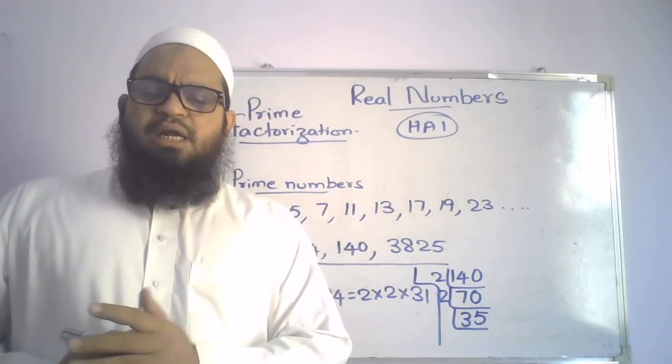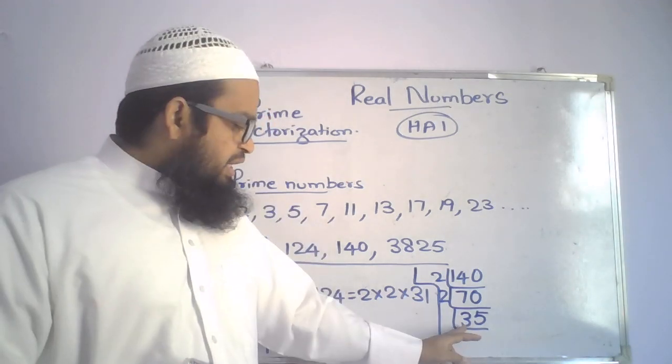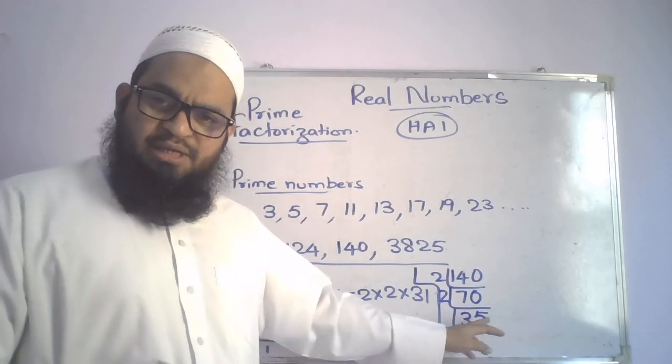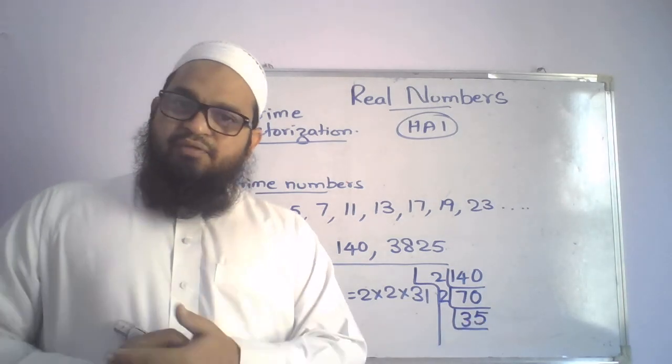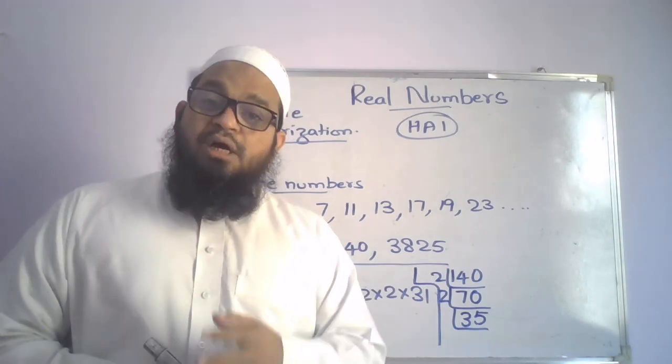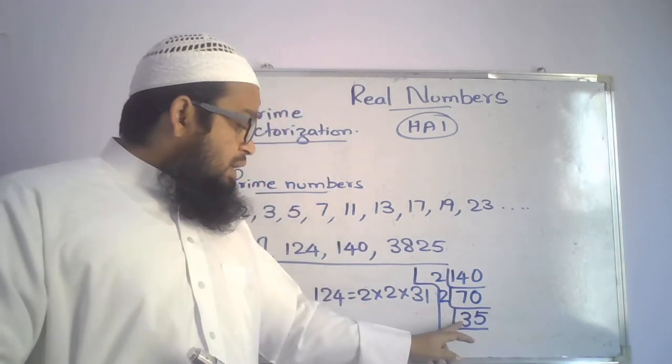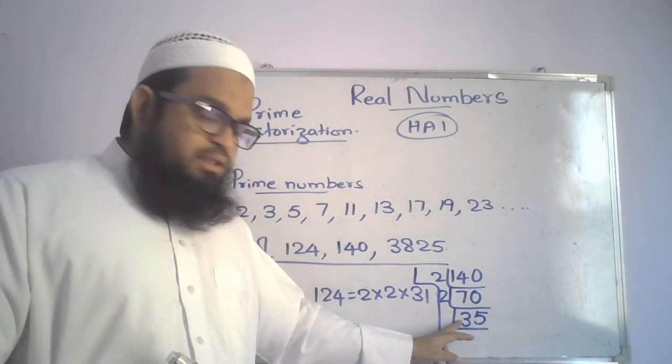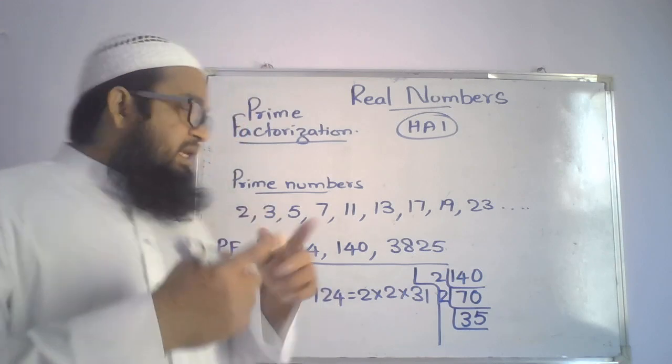बहुत आसान है डिविजिबिलिटी टेस्ट ऑफ 3 का. जितने डिजिट है पूरों को ऐड करो, 3 + 5 8. इज 8 डिविजिबल बाय 3? 8 को 3 डिवाइड करता क्या, नहीं. सो देयरफॉर 3 doesn't divide 35. Okay, so what is the next prime?